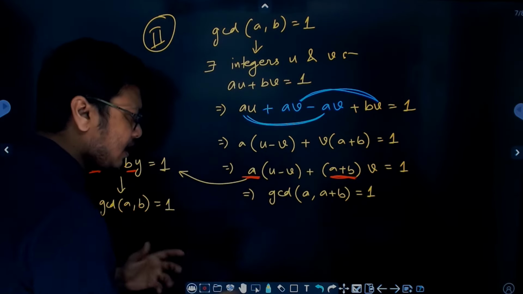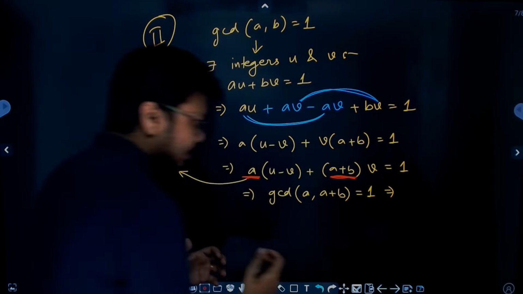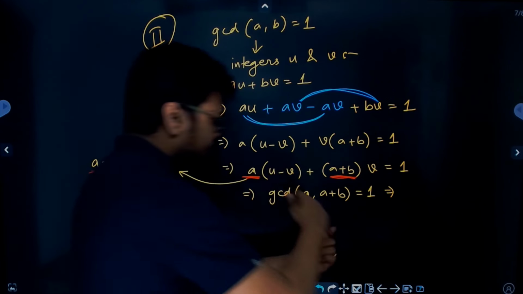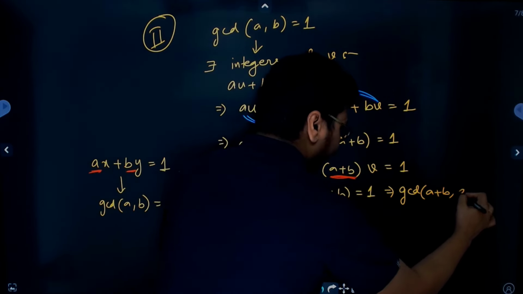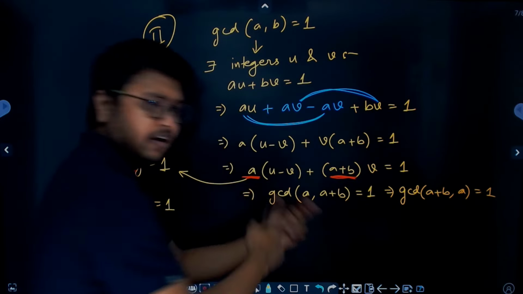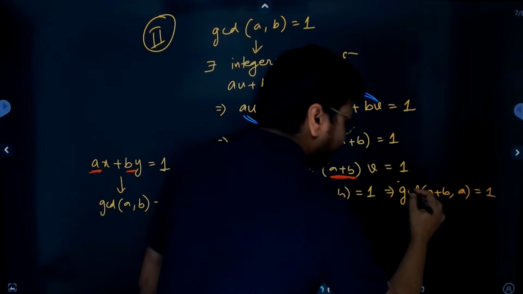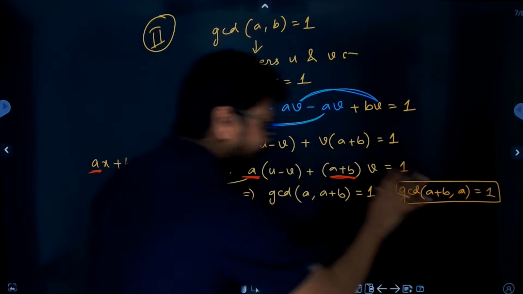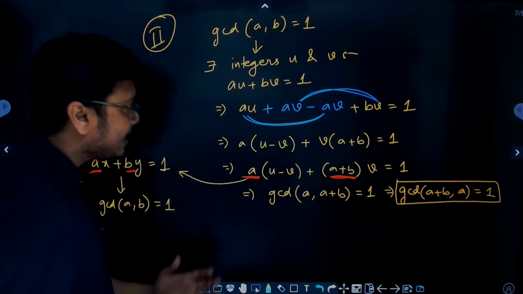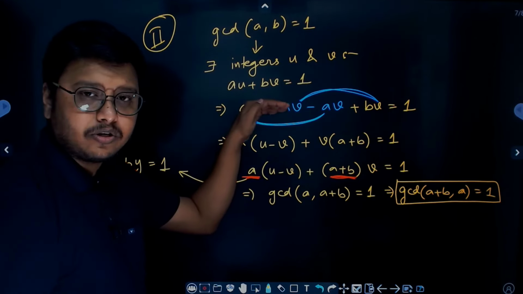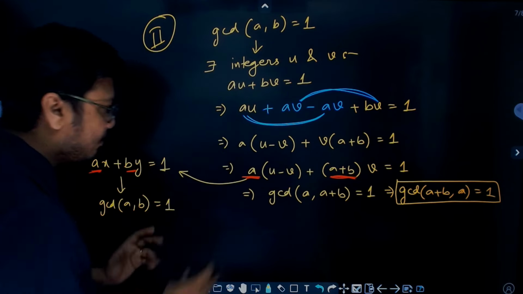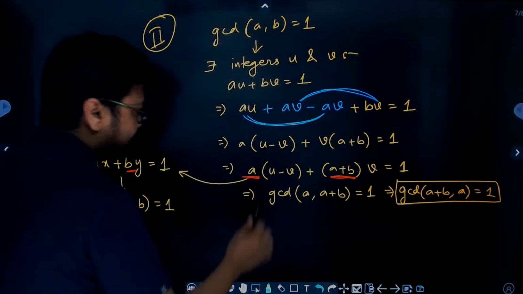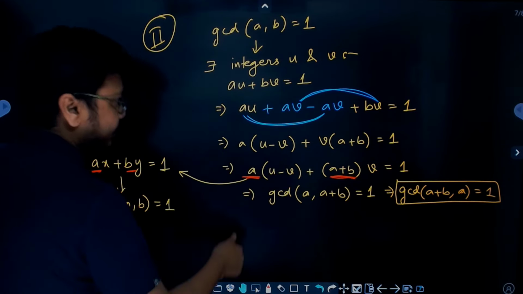Just for my further benefit, I'll reverse them and write it this way, that GCD of a plus b and a is 1. So I just rotated the terms, so they are basically the same. So this is one of the things I have got. Now again, I'll start off with the same equation and just do a different manipulation. That means a different dummy term I'll add and subtract. All right, so I'll just do that here.